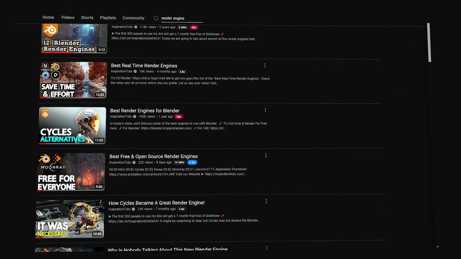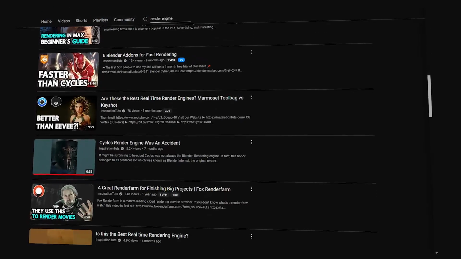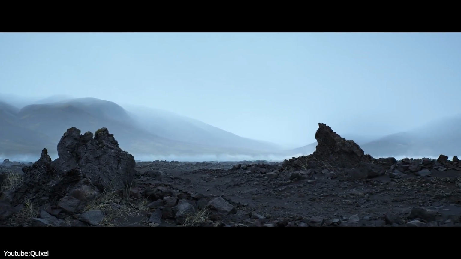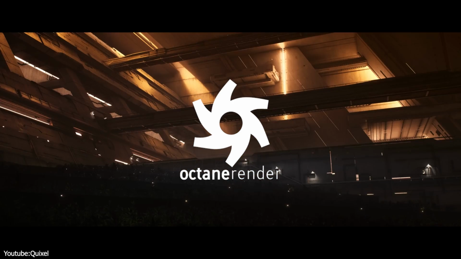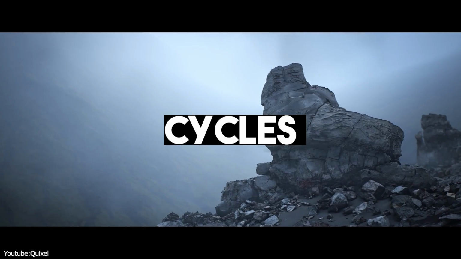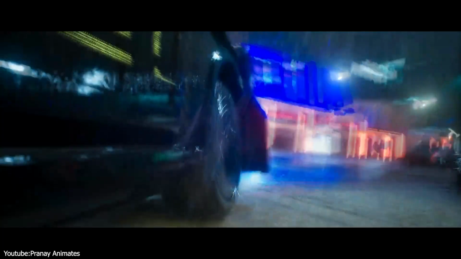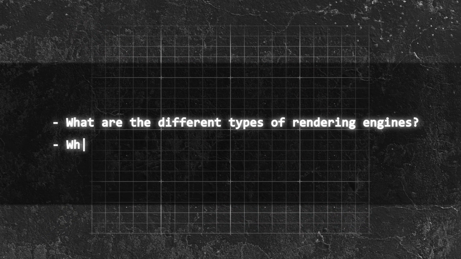Recently, after covering many rendering techniques and render engines on the channel, I noticed how not all things are created equal. For instance, some engines prioritize photorealism with complex light simulations and detailed textures such as Octane and Cycles, while others might focus on speed and efficiency, sacrificing some visual fidelity for faster results such as Redshift. So the question now is, what are the different types of render engines and what is the difference between them?